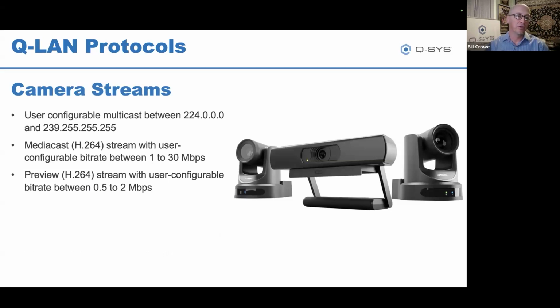As far as our camera video streams, these are multicast, and we have a range of IP addresses shown on the screen that we use for our multicast streams. Those are H.264 streams, and those bit rates are user configurable between 1 and 30 megabits. Also, one thing to keep in mind is that our cameras also provide a second preview stream, and that data rate is between 0.5 and 2 megabits on the network. Those preview streams are what you see in our preview windows on our touch panels, or even if you open up VLC on a computer, you can then view those preview streams.